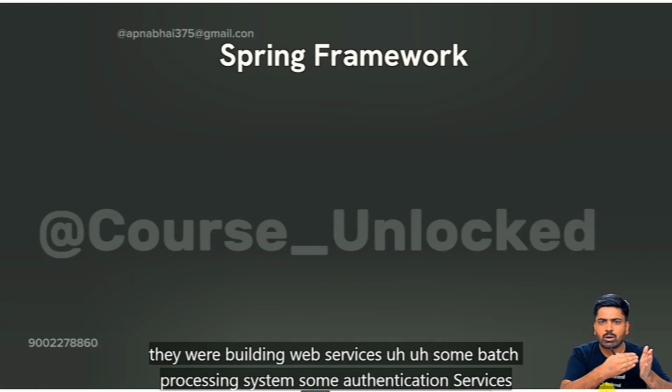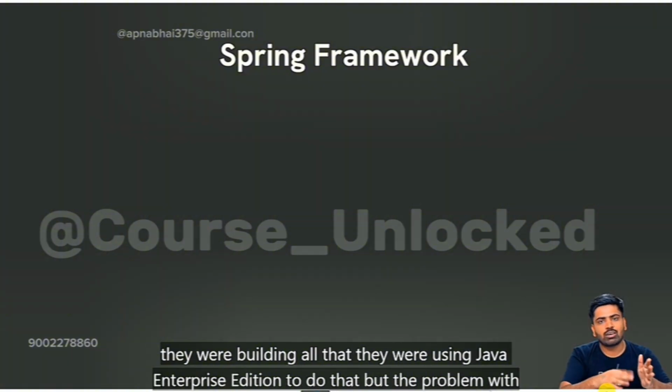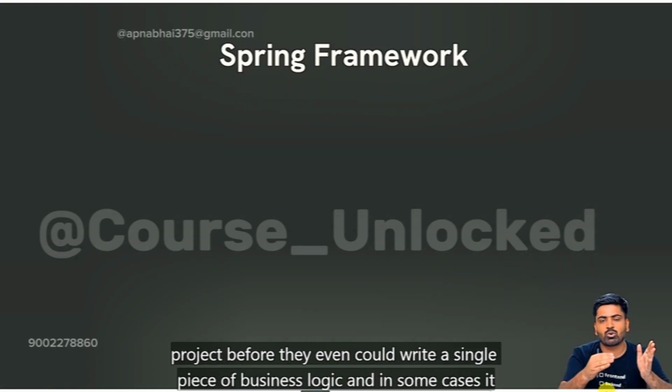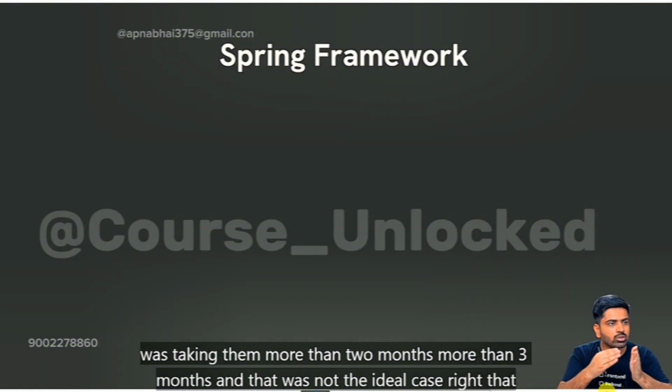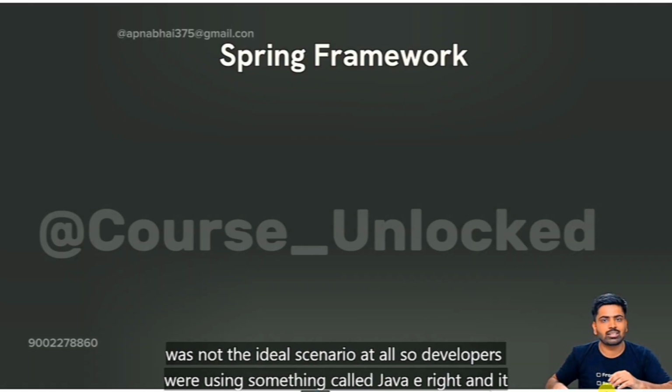They were building web services, some batch processing systems, some authentication services. They were building all that. They were using Java Enterprise Edition to do that. But the problem with that system was they had to configure a lot of stuff. So they had to configure their whole project before they even could write a single piece of business logic. And in some cases, it was taking them more than 2 months, more than 3 months. And that was not the ideal case. Right? That was not the ideal scenario at all.